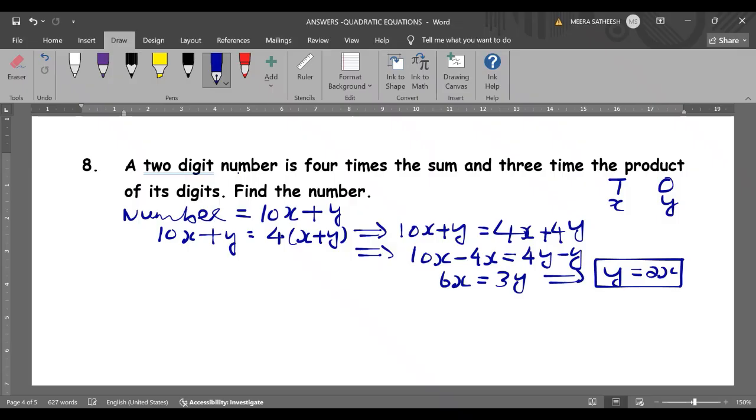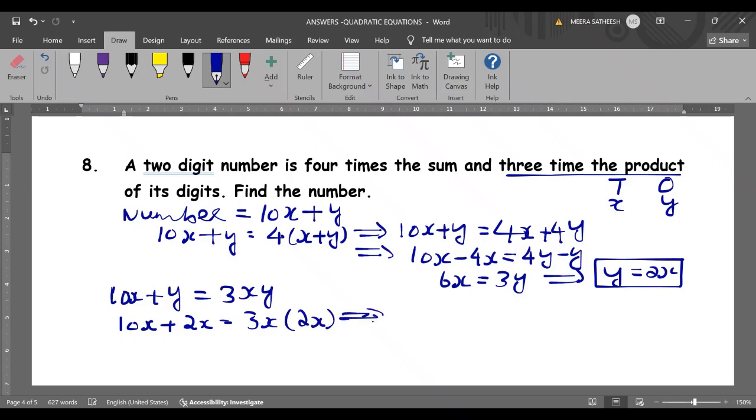Now the second condition, the number is 3 times the product of digits. So 10x plus y is equal to 3 times the product of its digits. So 3xy. 10x plus y equal to 3xy. Now we have to substitute y equal to 2x here. So this will become 10x plus, in place of y, 2x equal to 3x into 2x. So that means 10x plus 2x, 12x, is equal to 3 2s are 6x square.